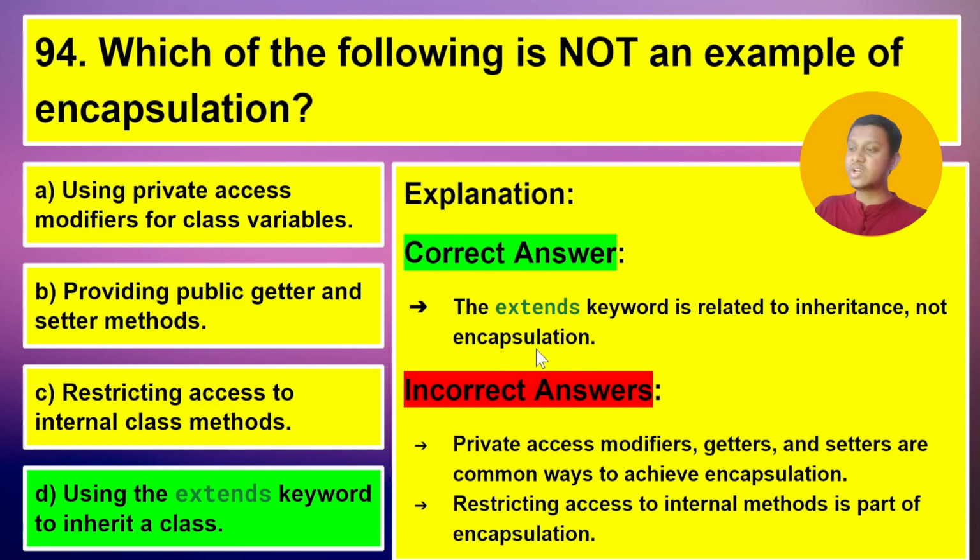As you can see in the explanation, the extends keyword is related to inheritance and it is not related to encapsulation. Private access modifiers, getters and setters are common ways to achieve encapsulation, and restricting access to internal methods is also a part of encapsulation.